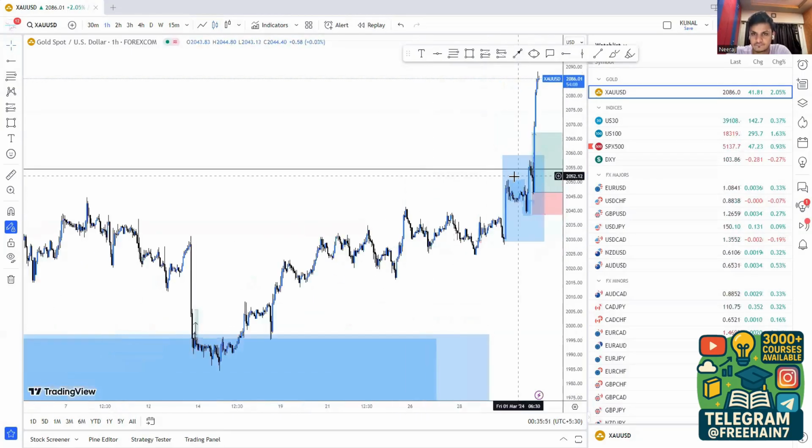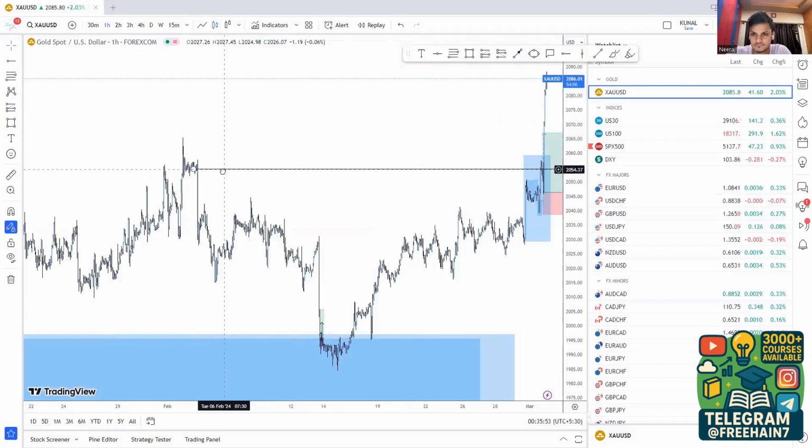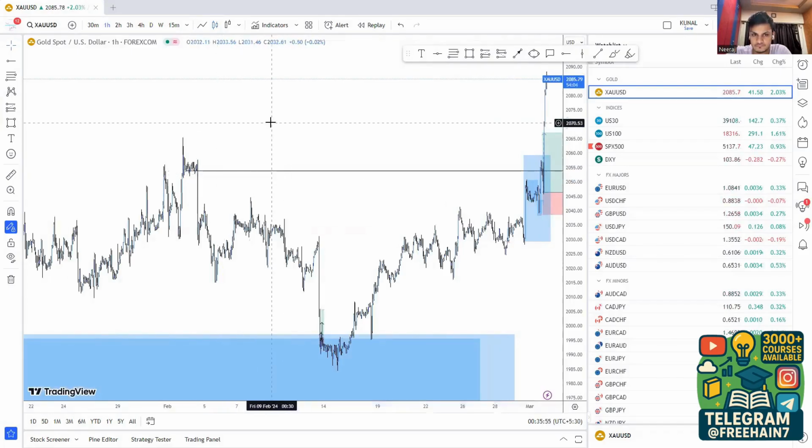The reason I did not take this setup is because I was expecting this to be my target. The only time I expect a level to be a target is when, if I'm buying, that will be a level where I would maybe try to sell. So that's the reason I did not take it, or else I would have taken it.